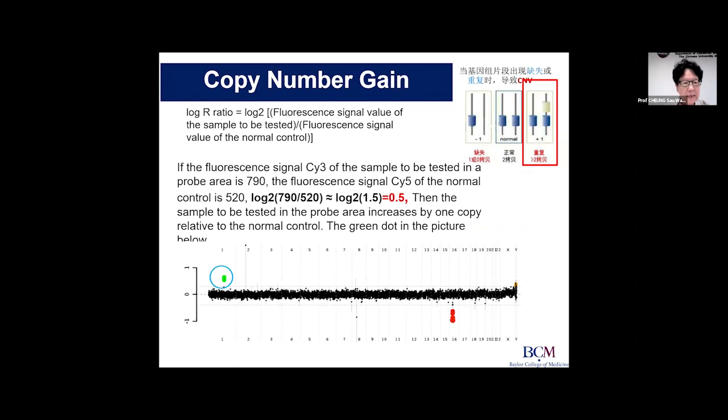In contrast, if the fluorescence signal of the sample to be tested in the probe area is 790 versus the control 520, then you get a log2 ratio of 0.5. So you will see this gain here. That means in your mind that's a 3 copy gain. It could be more than that, but generally you gain 1 copy.